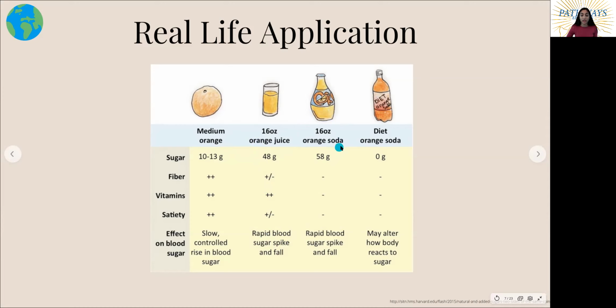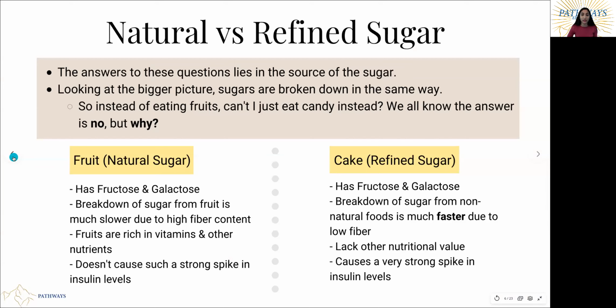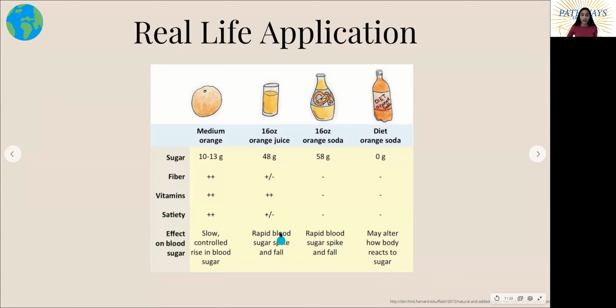Now we go to orange soda, and there's 58 grams of sugar. And in soda, like we were saying earlier, this falls under the refined sugar. And there's no fiber. It lacks other nutritional value, and this causes a very strong spike in insulin. So this is exactly what we see in this column. There's no fiber, no vitamins. It does not cause you to feel full at all. You're getting about 5 times the amount of sugar that you would get in just eating an orange, and it causes a rapid blood sugar spike and fall. So this really exemplifies exactly what we were talking about in the last slide.